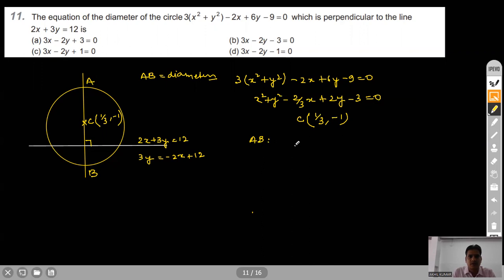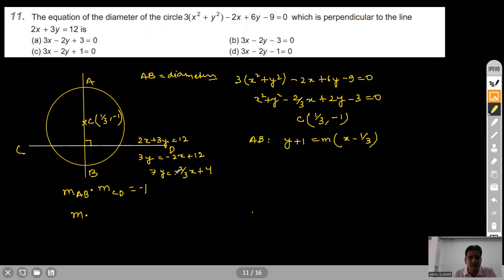Okay. So we can assume the equation of AB, right, which is passing through this point. So y minus y1 is equal to m into x minus x1. Now, what will be the slope for this AB? Slope of AB into slope of, suppose I'm taking this line as CD, slope of CD will be minus 1, since both these lines are perpendicular. So we need to find the slope of AB. Slope of AB, I'm taking as m. And what will be the slope of CD? From here, if you see, y equal to minus 2/3 x plus 4.